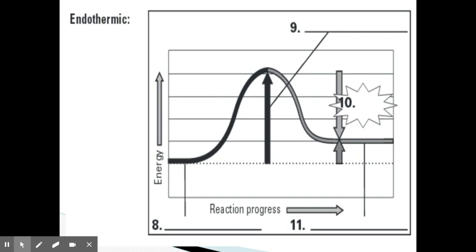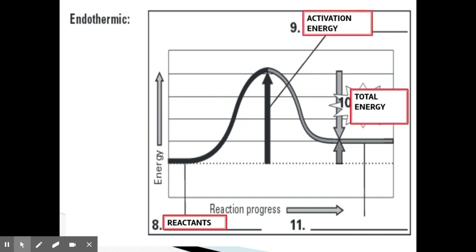The other type of reaction is an endothermic reaction. Again, it's a very similar graph, but there's a slight difference there at number 11. So 8, again, the reactants. 9 is the activation energy. 10 is the total energy. And 11 are the products. Activation energy is just the amount of energy you need to get the reaction started. It's always there. It builds up, builds up, builds up until a reaction happens.